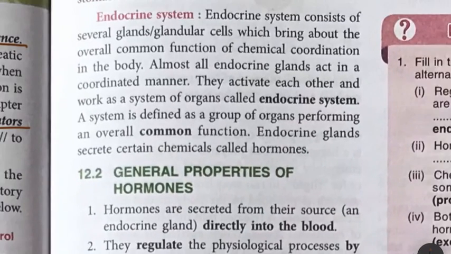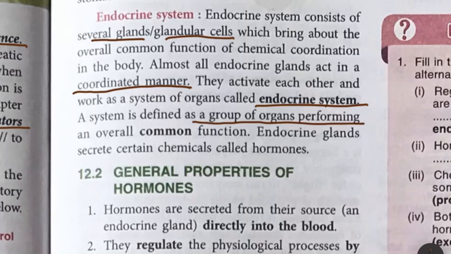Now, the endocrine system consists of glands and glandular cells, which bring about a common function of chemical coordination in the body. That means there should be teamwork, so that all the glands work in a coordinated manner. They activate each other and work as a system of organs, and this system is known as the endocrine system. You know what a system is: it is defined as a group of organs performing an overall common function. So endocrine glands secrete certain chemicals which are known as hormones.